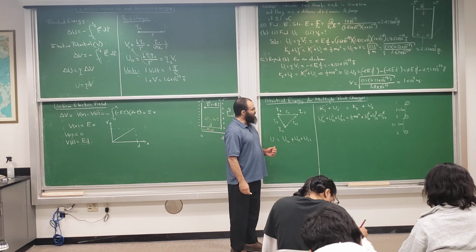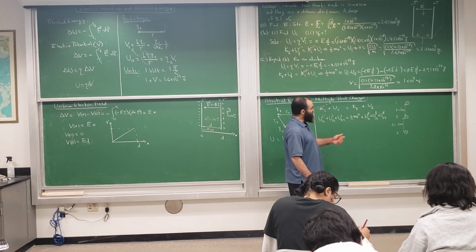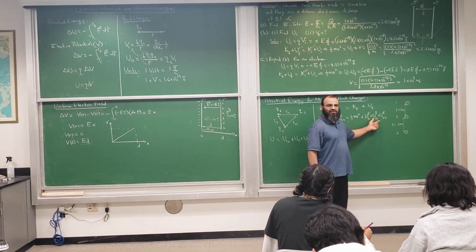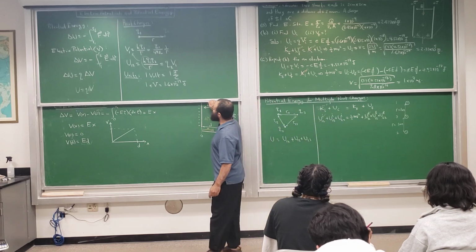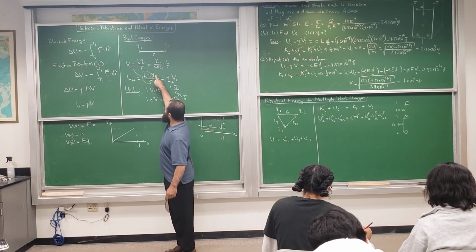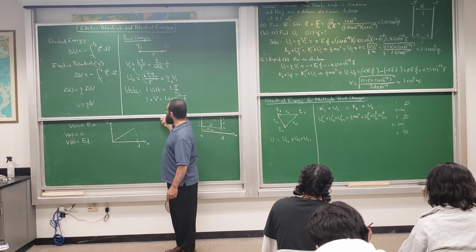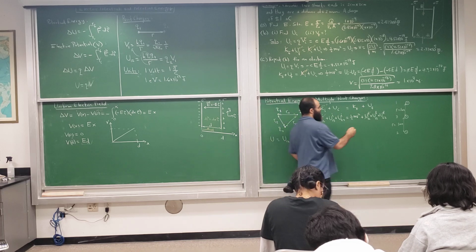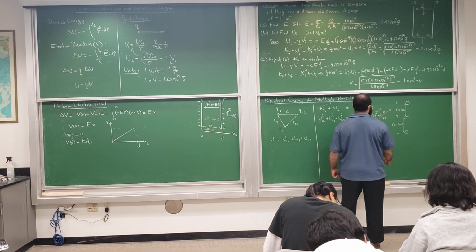How about anything else that would be 0 maybe? Yeah, the final potential energy between 1 and 3 is going to be 0. Why? Infinitely far apart, and potential energy is like the product of charges over R. R is infinite, you're going to get 0. How about 2 and 3? That's a 0. That's another 0, right?